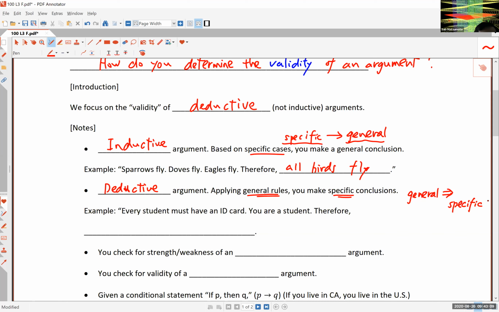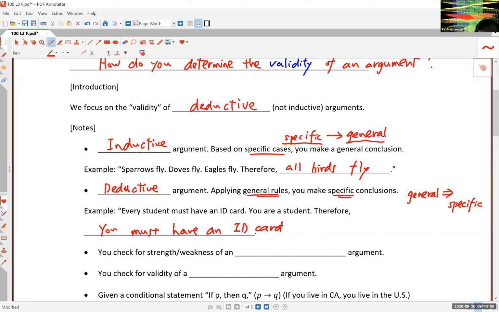All right. So here's an example. Everybody must have a student ID card, or every student must have an ID card. You are a student, and therefore, what's the conclusion? You must have an ID card. You see that?